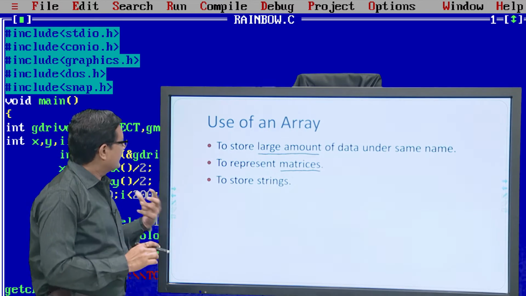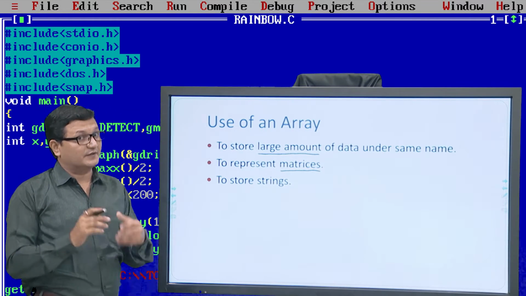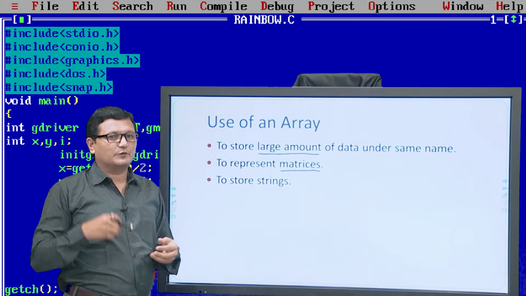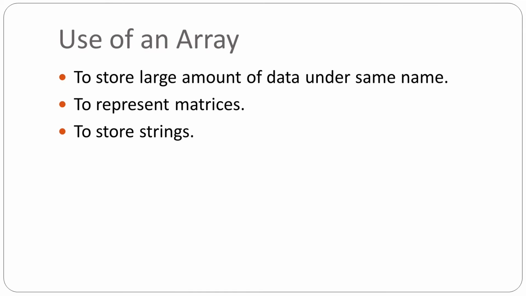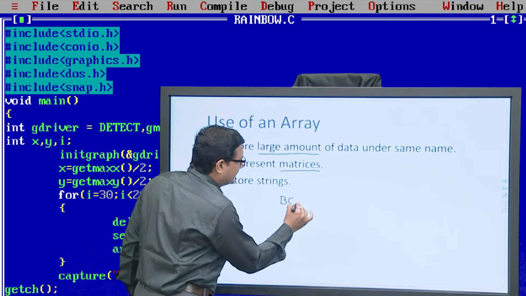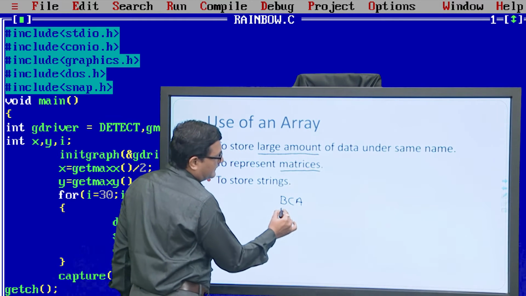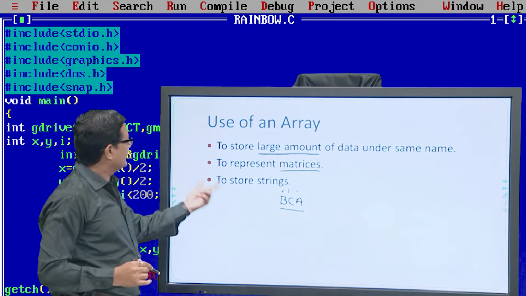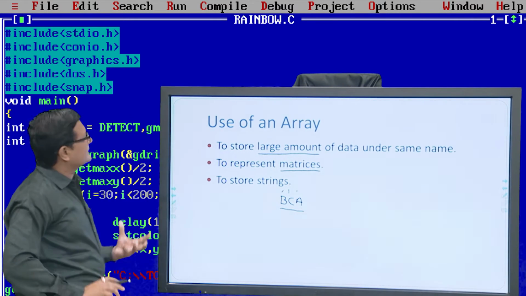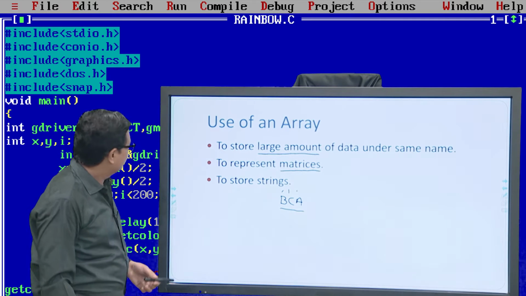And second, there are many programs in which a string is involved. For example, if you want to store your name, the name of your university or your program name, that is a string. For example, BCA is the name of the program. Here BCA is a group of characters, B, C and A, and that is known as a string. So if you want to store a string, then again we need an array.